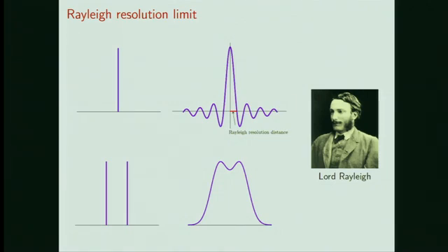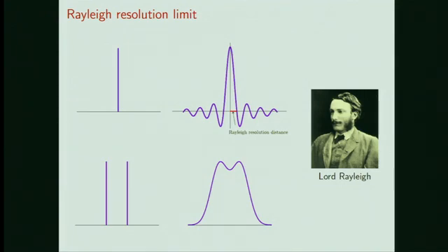So we have a point source, and we cannot observe it perfectly. We can only observe a low-pass version of it, and that's the notion of the Rayleigh distance. And what is the Rayleigh distance? It is the distance between the peak of the point spread function and the first zero crossing. That's what Lord Rayleigh called the Rayleigh distance.